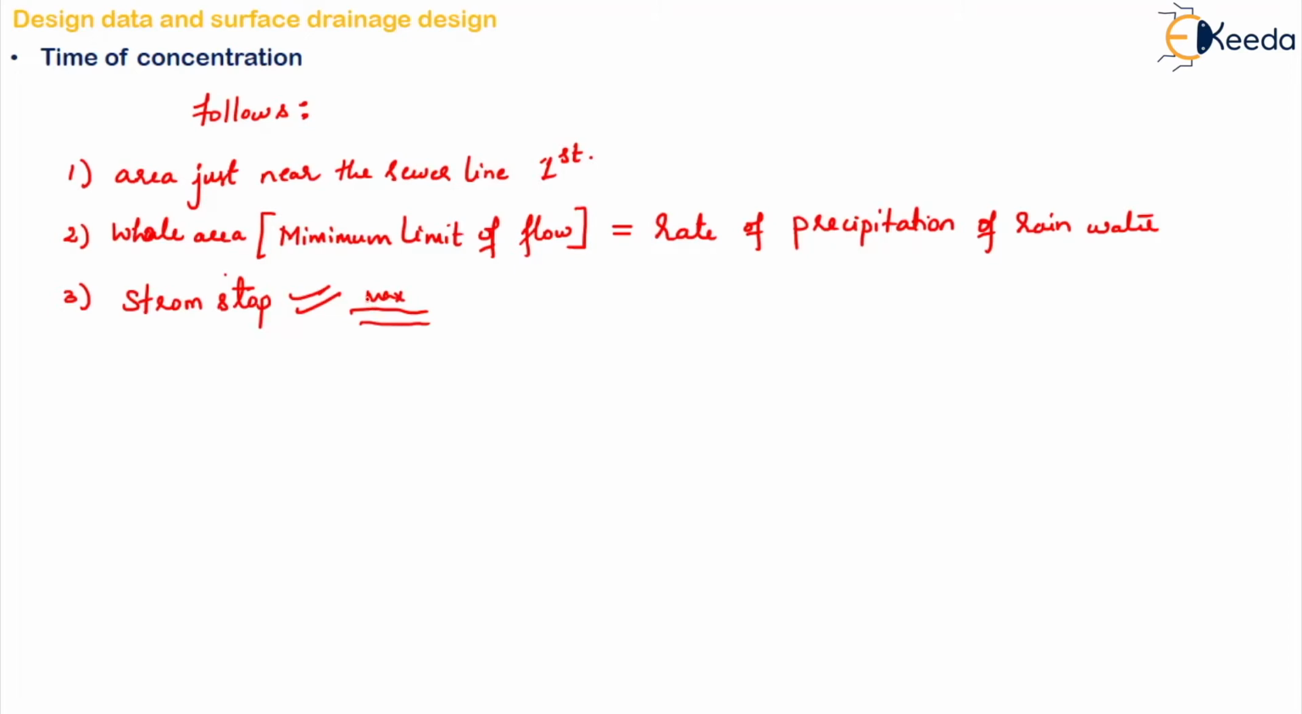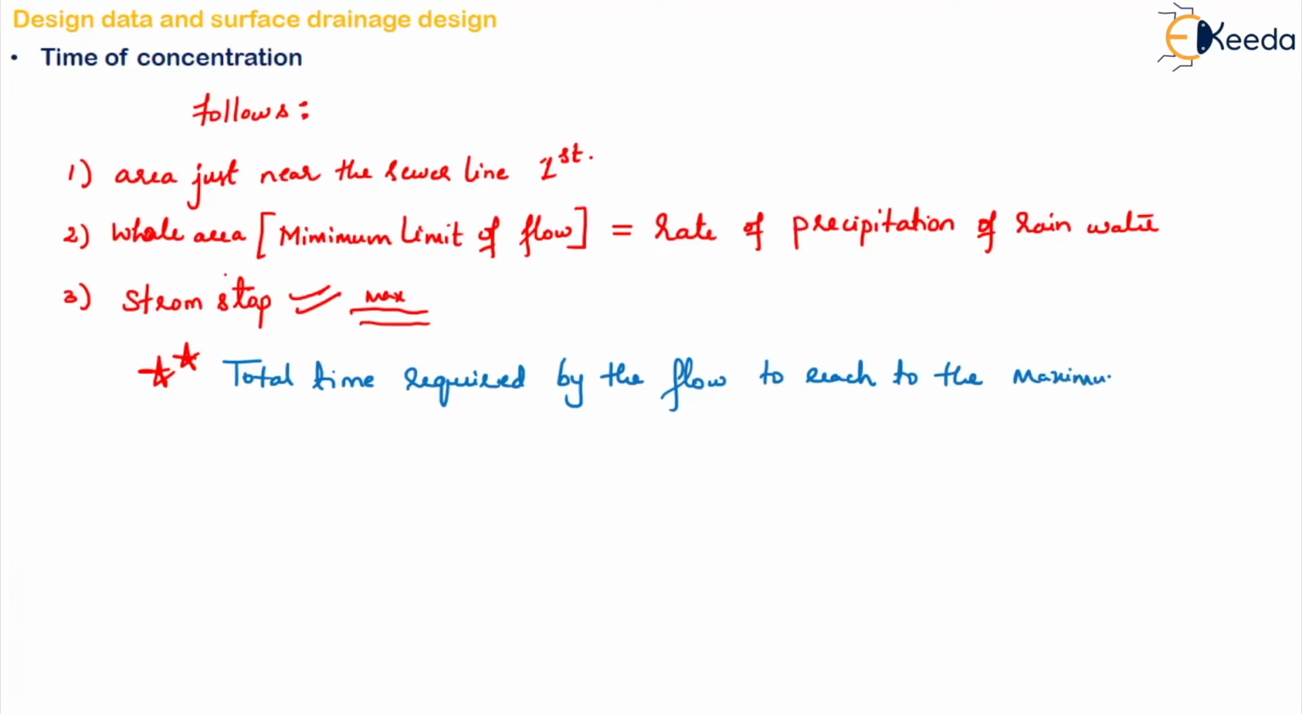The flow then gradually falls down as the area near the sewer line stops contributing first, right? Though flow continues to come for a considerable time from the distant area. Normally, the total time required, so this is an important point which we have to remember, the total time required by the flow to reach the maximum limit is known as your time of concentration. Okay, a very important point.